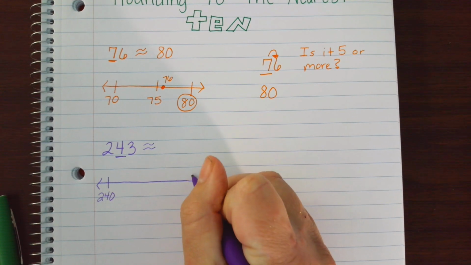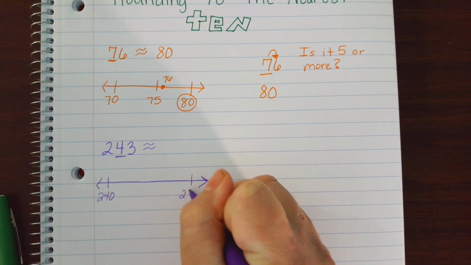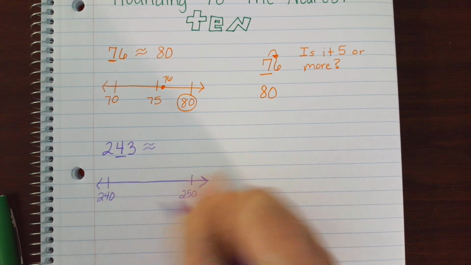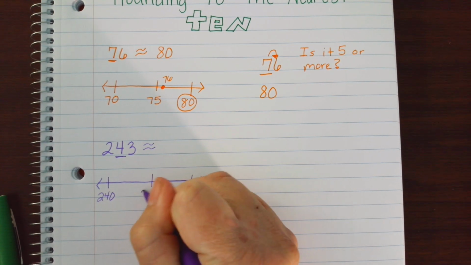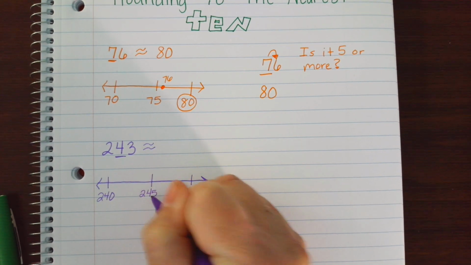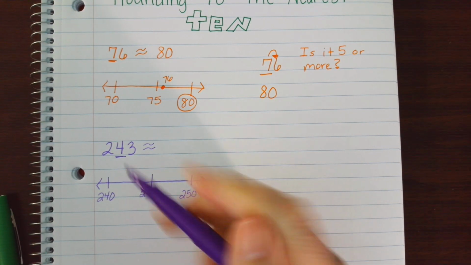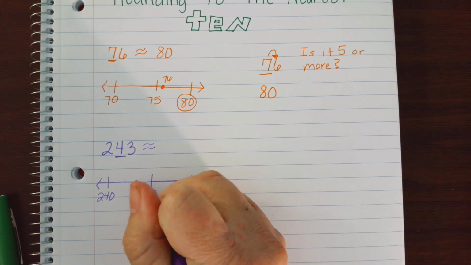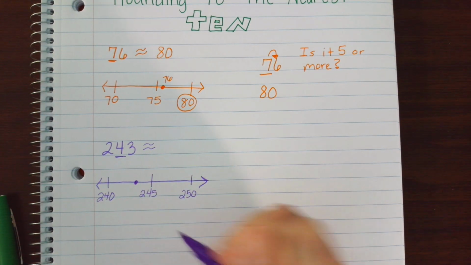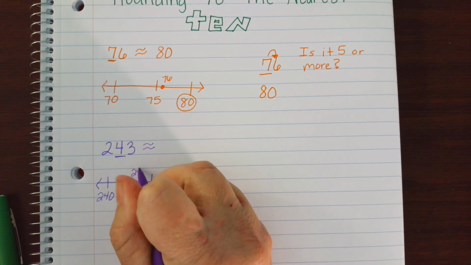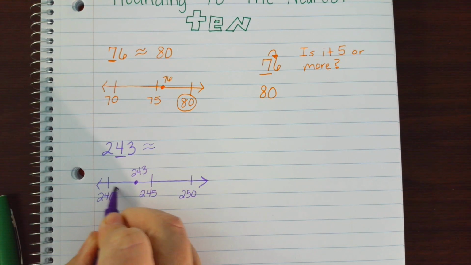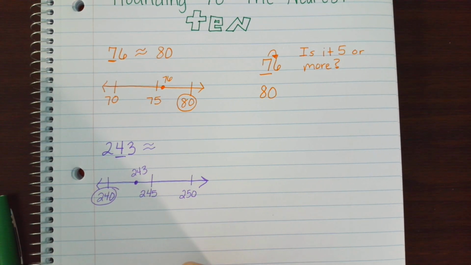Now one more 10 is going to be 250. And halfway in between that is going to be 245. Now if I was to put 243 on my number line, it's going to be before my 245. So therefore, it's going to round to my 240.